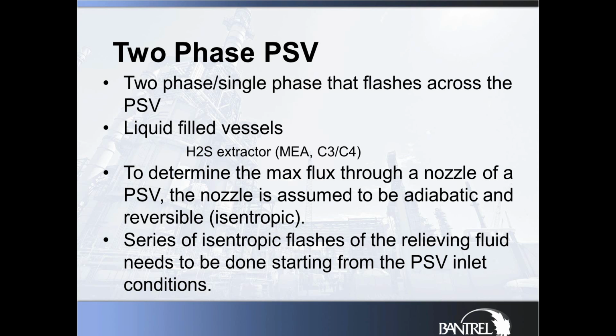To determine the mass flux through the nozzle of a PSV, the nozzle is assumed to be adiabatic and reversible, which is isentropic. A series of isentropic flashes of the relieving fluid needs to be done, starting from the PSV inlet conditions.